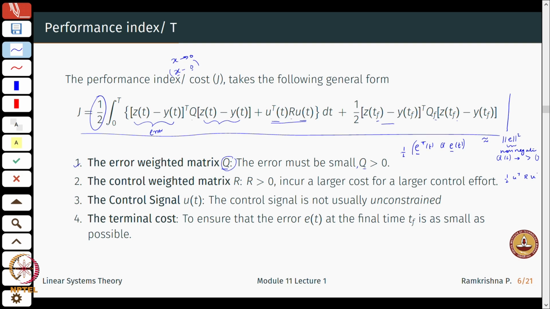What this means is that, if R is typically greater than 0, one has to incur a higher cost for a larger control effort. That is kind of natural, right. If I want to put in more control effort, I would naturally incur a larger cost. Say if I want to have a car which goes at 250 kilometers an hour, I would possibly not get that for the price of a Maruti Alto, for example, right.